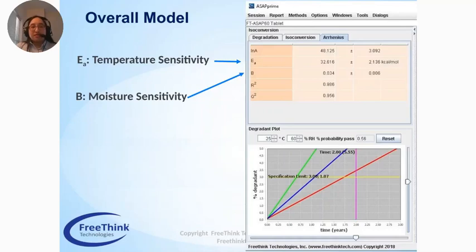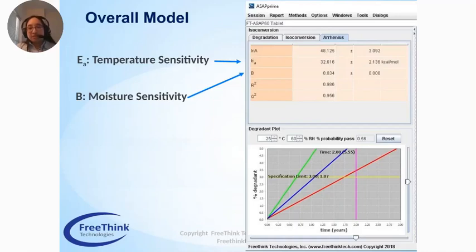Now remember that the average EA is about 28 kcals per mole, and this is 32. So we're just a little bit above the average temperature sensitivity. The B term is right about average. So the average B term is 0.037. We're at 0.034. This means we can affect our shelf life by putting it in packaging.